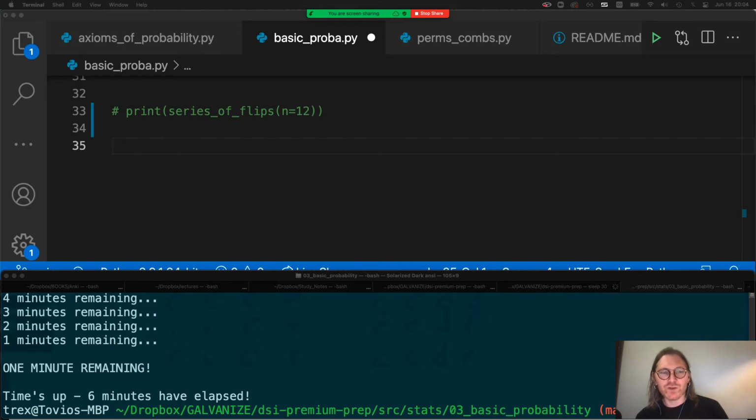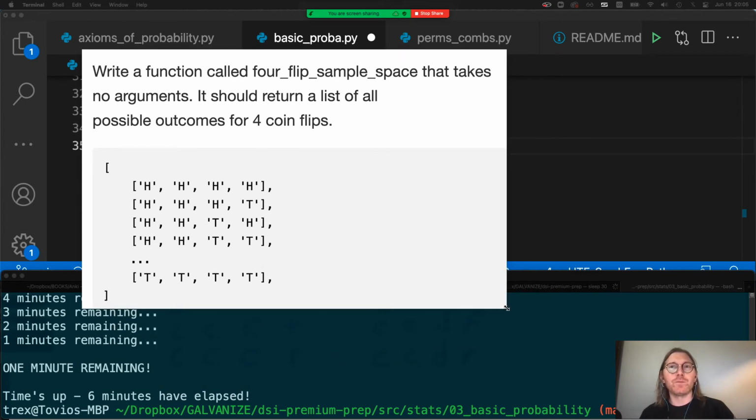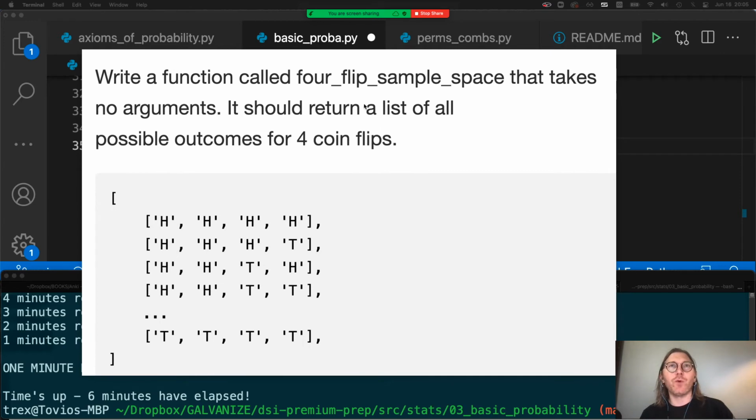Okay, so we're going to jump right into a breakout where you are going to write a function. And that function is going to be called four-flip sample space. You are not going to use the prior function, right? You could try to use the prior function, but what we want here is an exhaustive approach. Let's say the nested for loop approach.